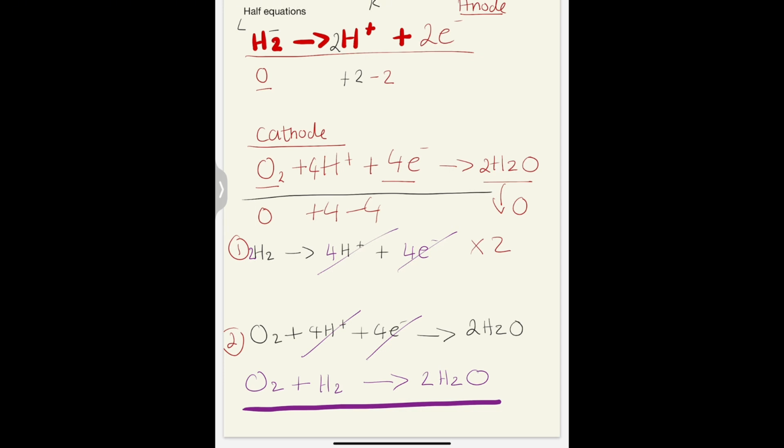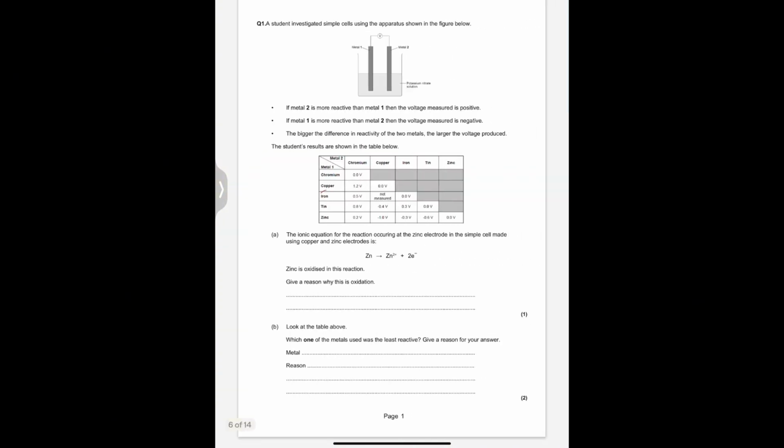Now, I'm going to be going through some exam questions. I think the students specifically wanted me to go through these questions because they didn't understand them. Okay, now let's go through these questions over here.